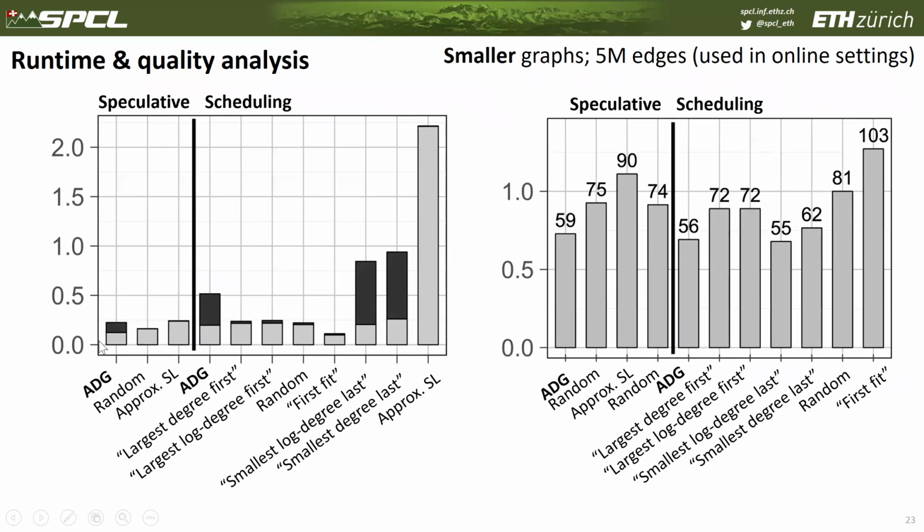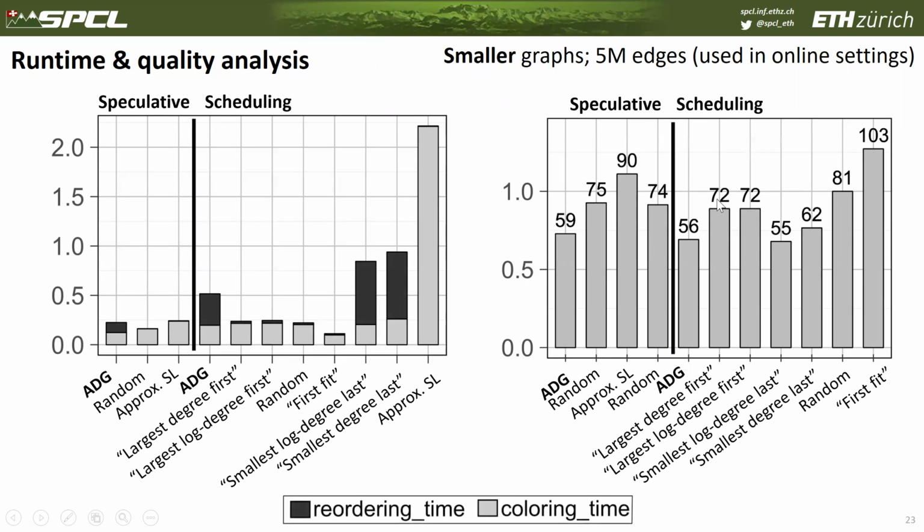On the left side of each of these plots, on the left side of these bars, we consider the speculative colorings, and on the right side, we consider scheduling-based colorings. The same for the plot on the left and on the right. And also for the runtime plot, we also differentiate in these bars between the time for the reordering and the time for the actual coloring.